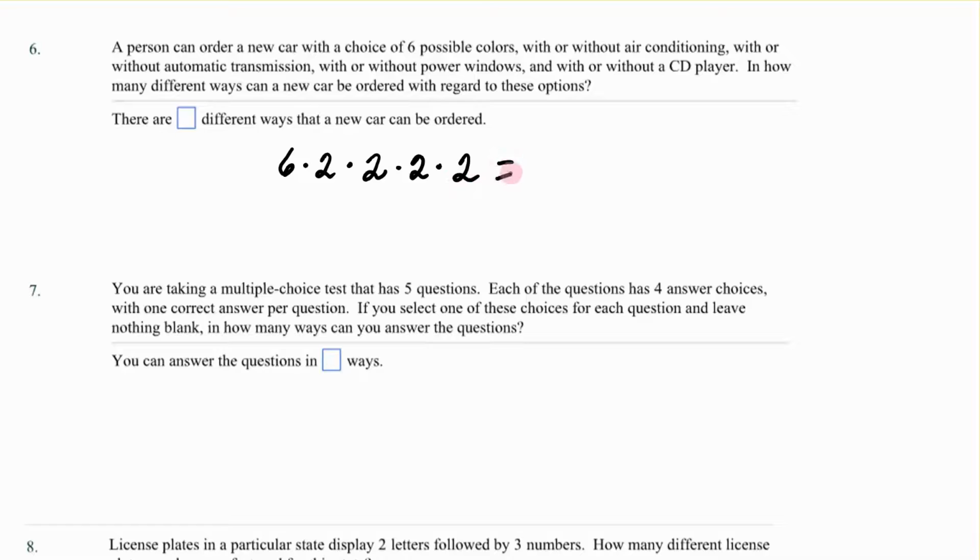If you grab your calculator and you multiply those, and always feel free to pause, do the multiplication, but I get there are 96 orders possible. All right.